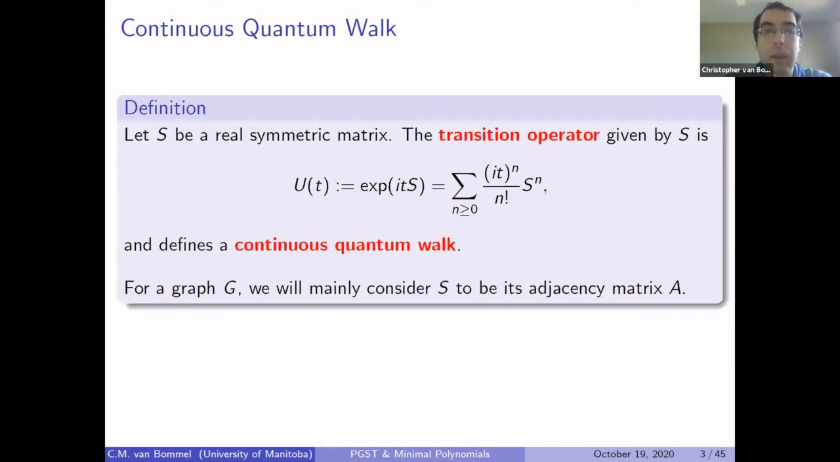So formally, we're setting up a continuous quantum walk. And so the idea is we set up this transition matrix or transition operator in terms of some matrix S that's related somehow to the graph we're working with. And it's this exponential function in terms of this matrix and in terms of time. And looking at graphs, what we're mainly considering here is the adjacency matrix.